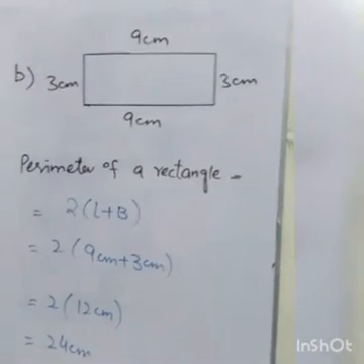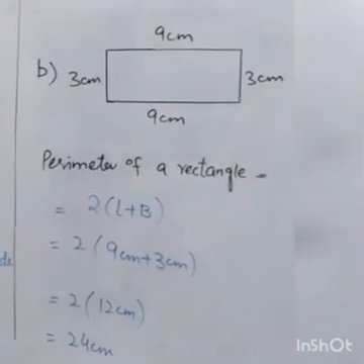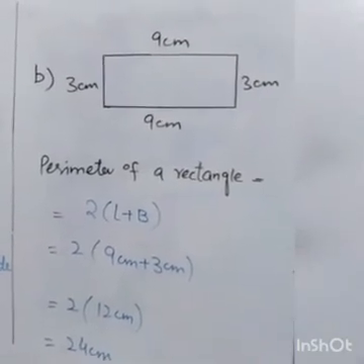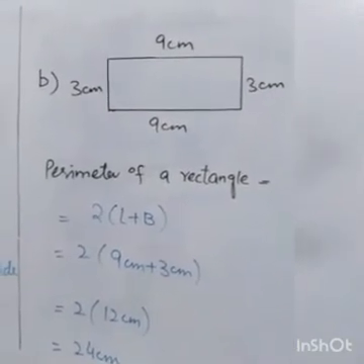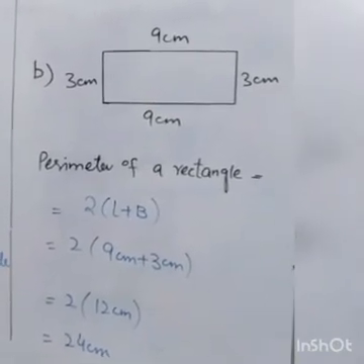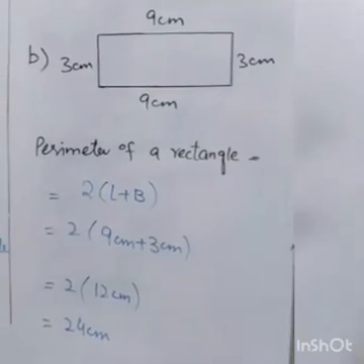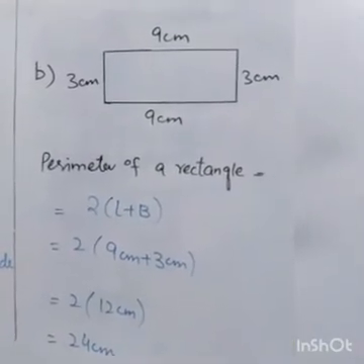Here we have a rectangular shape and we have to find the perimeter of this shape. We know that in a rectangular shape the two opposite sides are equal, so that's why in the formula we used 2. Perimeter of a rectangle is equal to 2 into L plus B, where L is the length and B is the breadth.